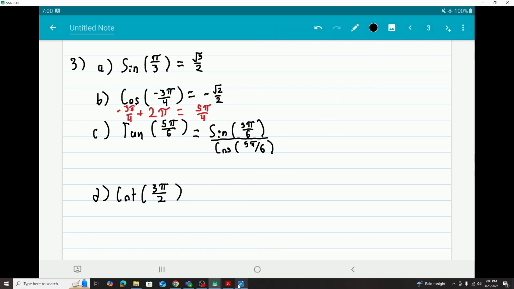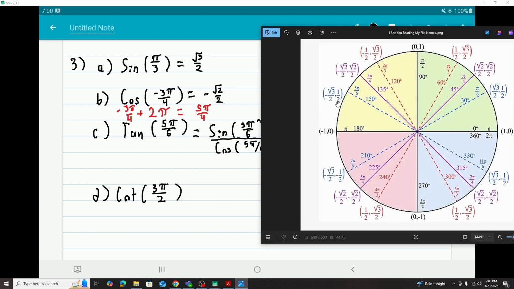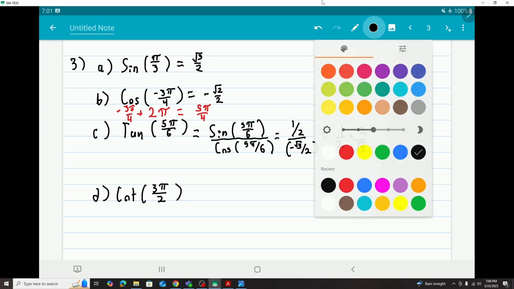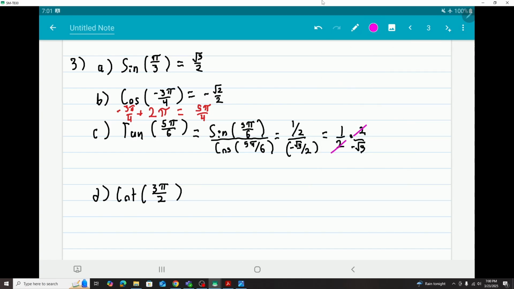And now using the circle, we get sine of 5 pi over 6 is the y value, is a half. So we get 1/2 divided by cosine at that value, which is minus root 3 over 2. I get 1/2 times 2 over minus root 3. The 2's cancel, and I'm left with minus 1 over square root of 3.